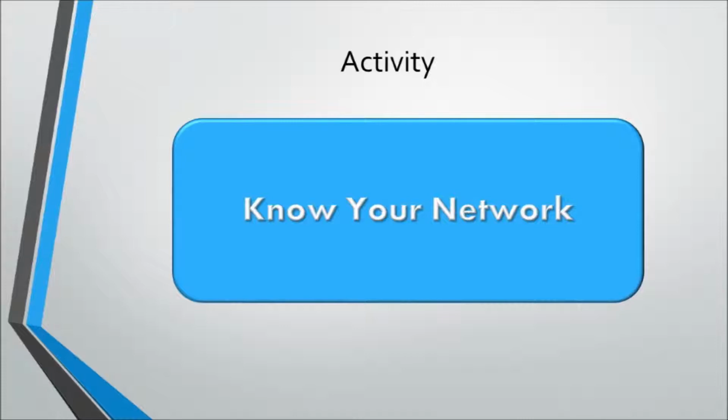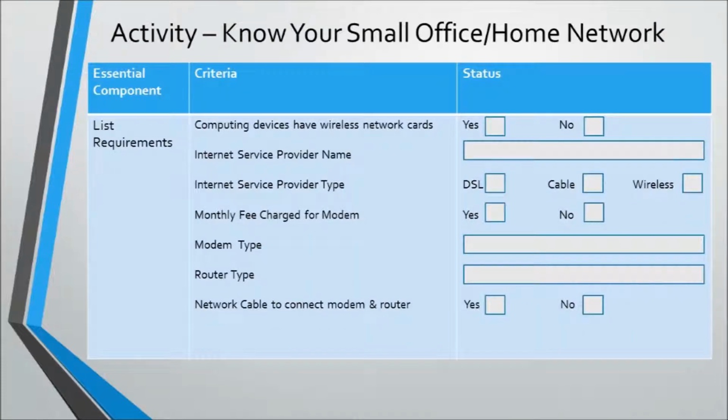Now it's your turn to build a cost-efficient and effective wireless network using the 6 components. List the requirements. Pull out a piece of paper and identify the following. Do your computing devices have wireless network cards? Who is your internet service provider, and what type of service do they provide?